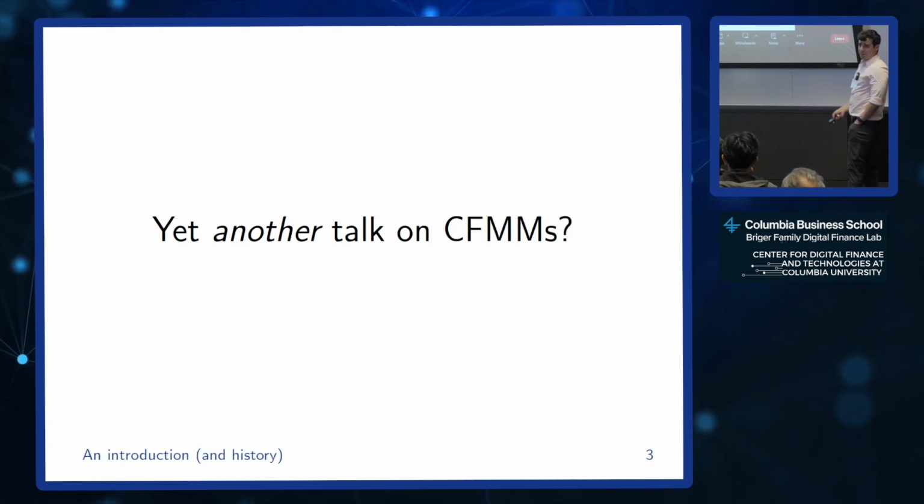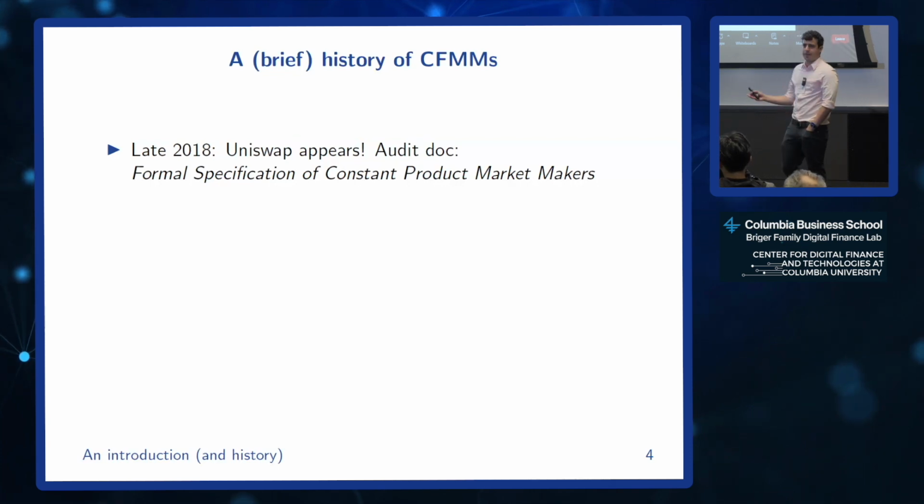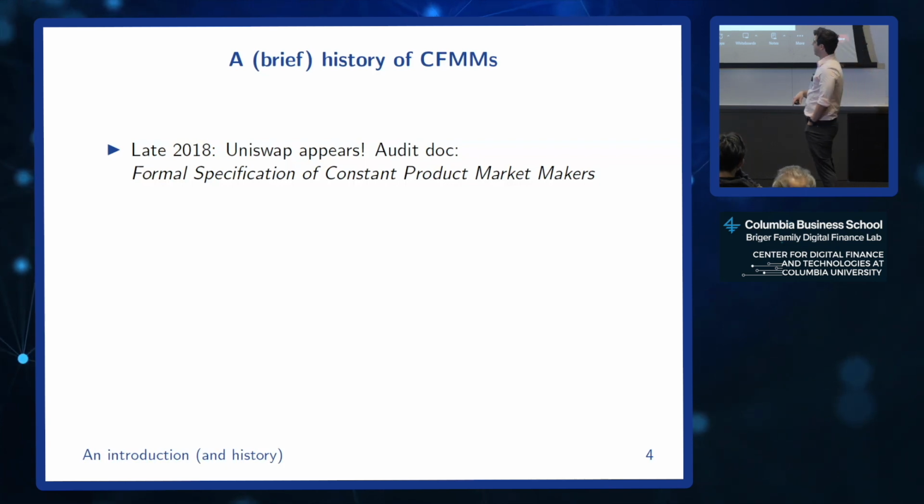So to do that, we have to trace a little bit of the history. First things first, in late 2018, which seems essentially ancient now, Uniswap appears. And there were two sources for Uniswap. The first is 250 lines of Vyper code on GitHub. And number two was this weird paper called A Formal Specification of Constant Product Market Makers, I think by Zhang et al.